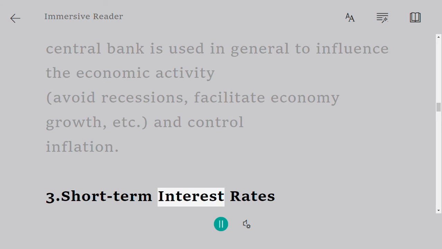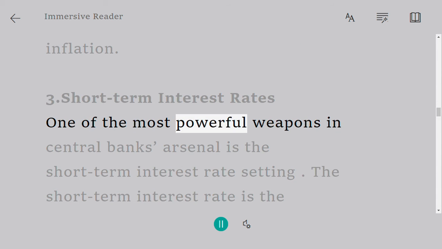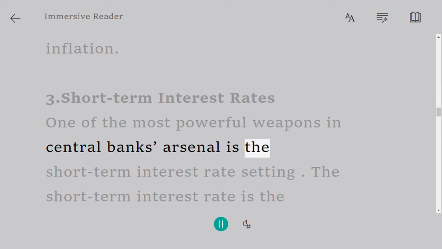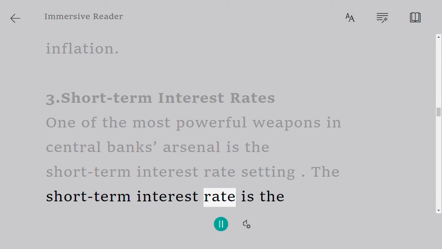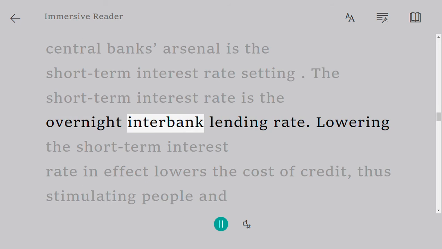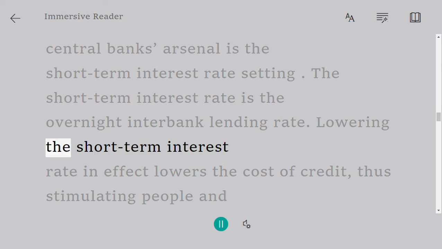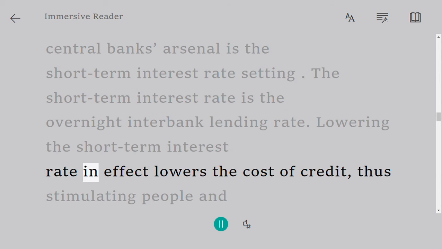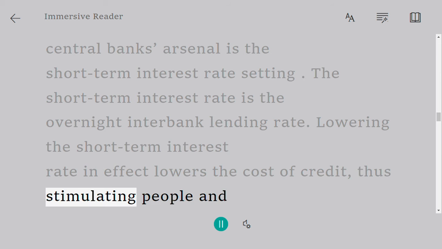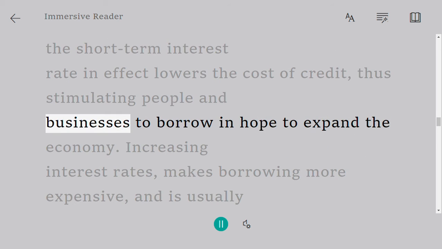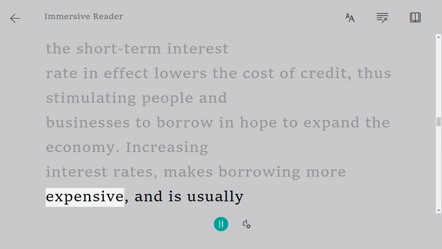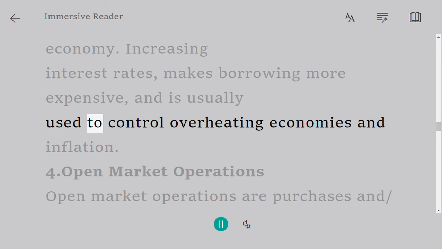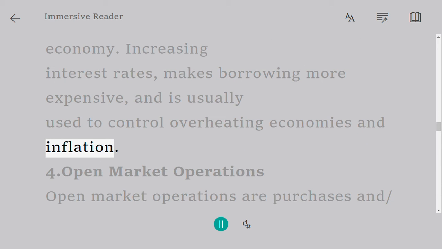3. Short-term interest rates. One of the most powerful weapons in central bank's arsenal is the short-term interest rate setting. The short-term interest rate is the overnight interbank lending rate. Lowering the short-term interest rate in effect lowers the cost of credit, thus stimulating people and businesses to borrow and hope to expand the economy. Increasing interest rates makes borrowing more expensive, and is usually used to control overheating economies and inflation.